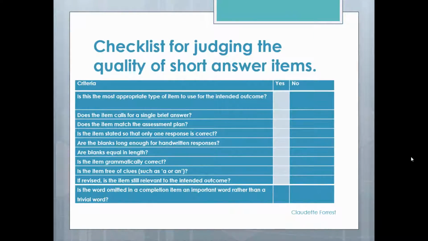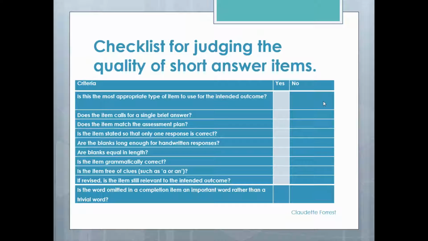Now, important to this matter is also having a checklist for judging whether or not the students are on the right path. So now we're going to be looking at the checklist for judging the quality of short answer items. Now we have the criteria, and then you're going to respond by looking at the criteria and judging it. You're going to decide whether it's yes or no.